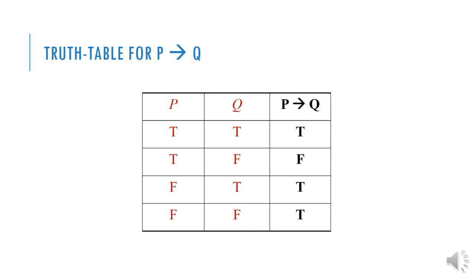And lastly, the conditional. And a conditional statement is only false when the antecedent is true and the consequent is false. Because if I use an if-then statement, and the antecedent P is true, but the consequent Q is false, then that complex proposition is false.